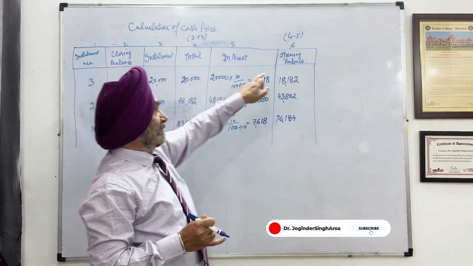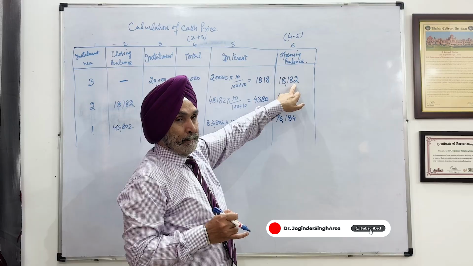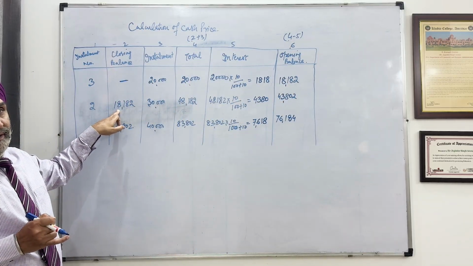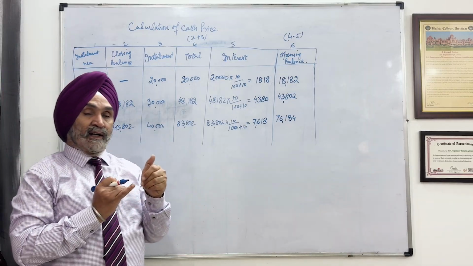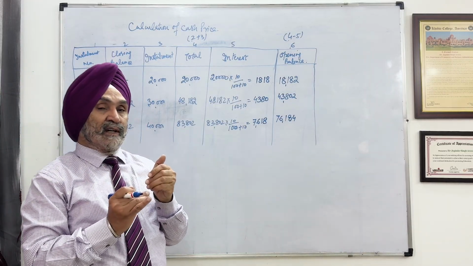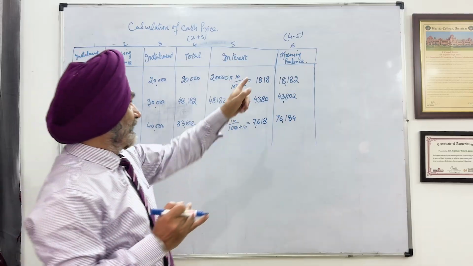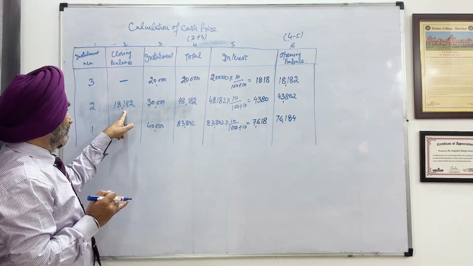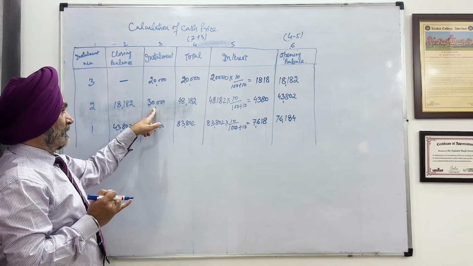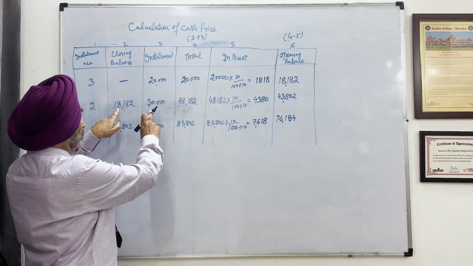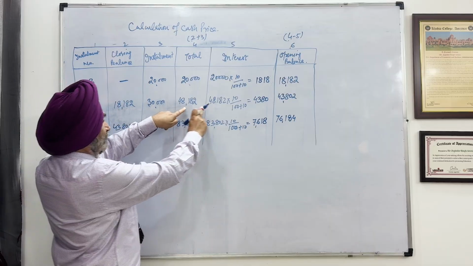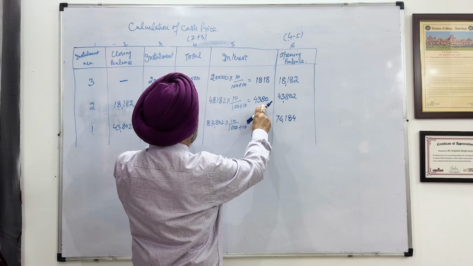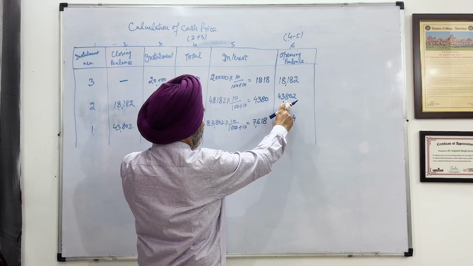Opening balance of third installment will be the closing balance of second installment, because balance carried on of the second year will become the opening balance of third year. So closing balance of second year will be this. This installment amount is given to us in the question. Total of the two is this. On this, interest will be calculated. Interest comes out this one. This minus this will be the opening balance.